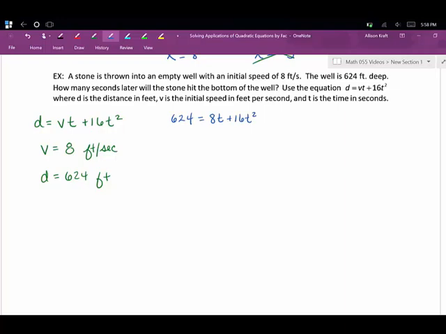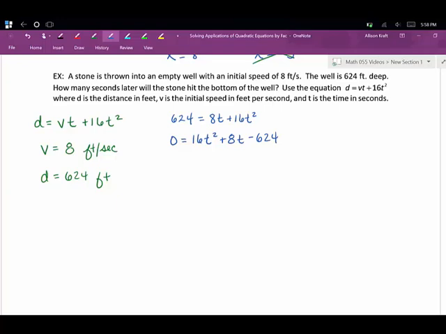There's nothing to multiply out here, but I do need my equation to be equal to 0 and in descending order. So I'm going to subtract the 624 from both sides and put it in descending order, which is going to result in 0 equals 16t squared plus 8t minus 624.